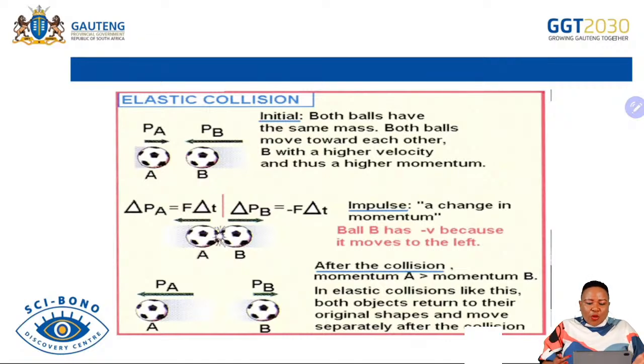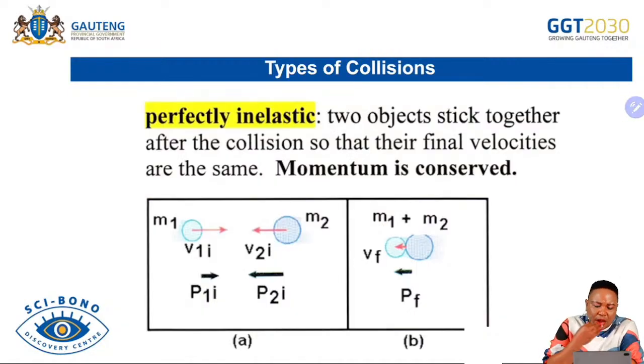As I'm saying, both balls have the same mass, both balls move towards each other with a higher velocity and thus higher momentum, and after collision, as they separate, the collision will be elastic, because after separation there won't be any form of loss of deformation or whatever.